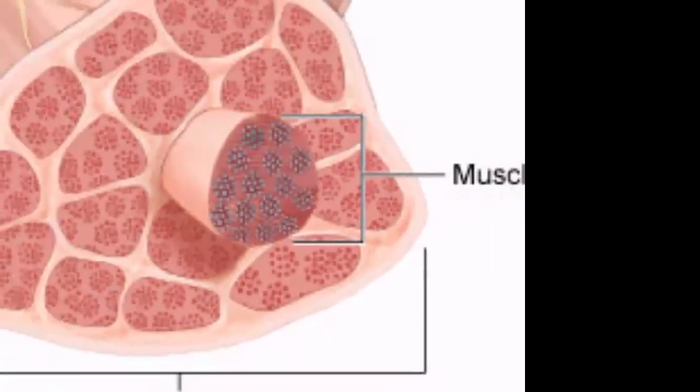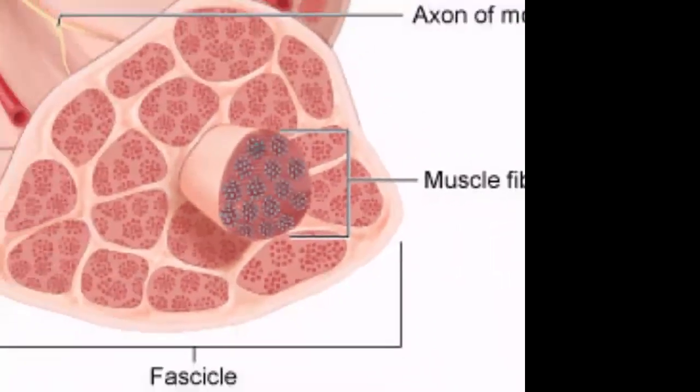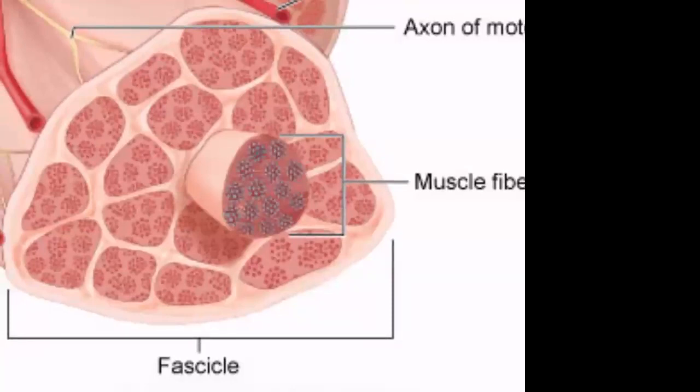So you'll notice that there's a whole group of these muscle cells all bundled together into what we call a fascicle. And they're all positioned in the same direction. So when the muscle cell itself shortens, all of these muscle cells in this fascicle all shorten together in the same direction.